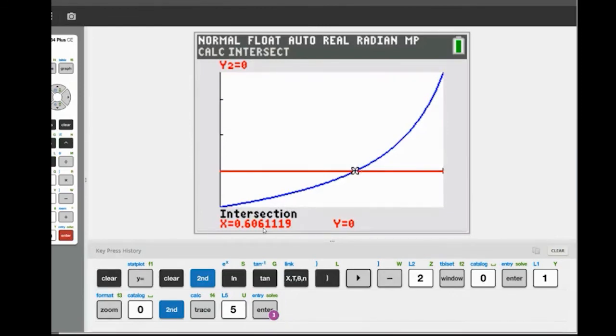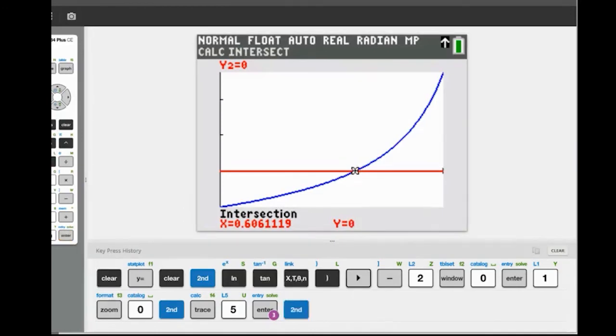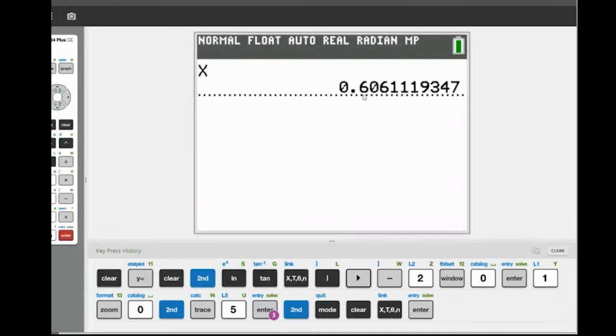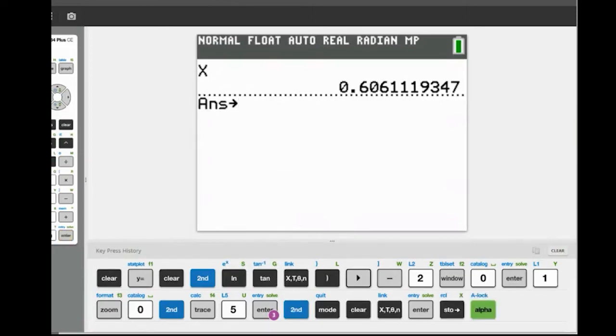Okay, but rather than write it down, I'm going to show you a little trick here. If you quit out of this and just type X in the home screen here, it gives you that value. So what we're going to do is we're going to store it. So to the left of number 1, hit store, and then just click alpha A. We're going to throw it in the A value.